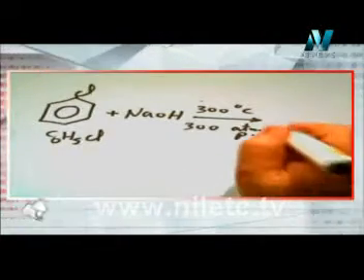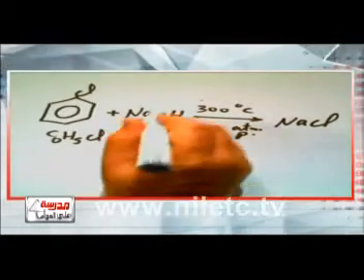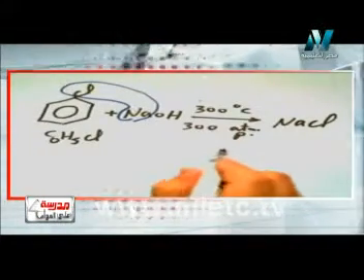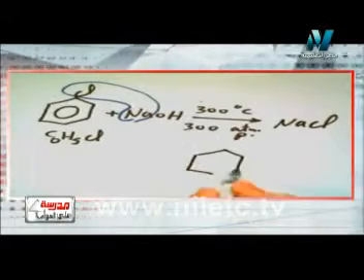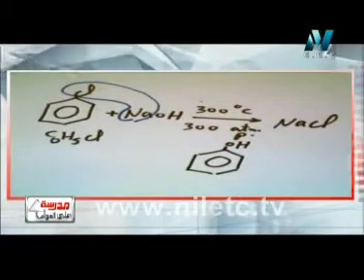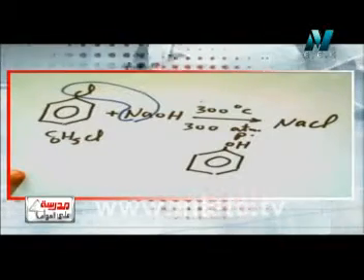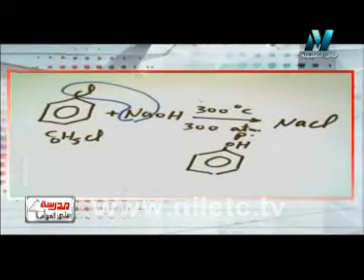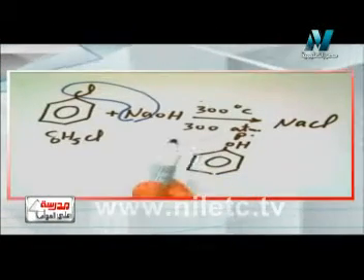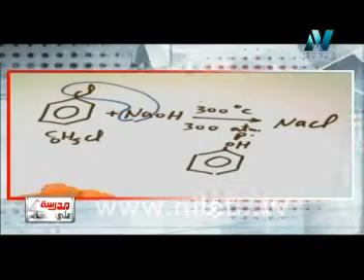It gives sodium chloride, NaCl. So sodium takes the halogen and OH replaces the halogen or chlorine to form phenol, C6H5OH. So take care to prepare phenol from halide, from halogenated benzene. We use strong alkali, sodium hydroxide or potassium hydroxide, 300 degrees Celsius, 300 atmospheric pressure to form NaCl and phenol. This is how to prepare phenol.